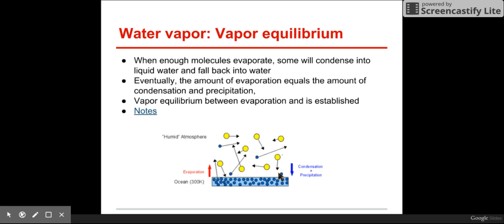This state is called vapor equilibrium, and you can think of it as valid for the whole planet, sort of an equilibrium between the atmosphere and the ocean, or you can picture it at a smaller scale for a lake, or even for a cup of coffee if you wish. Any system involving the atmosphere and water of some sort is going to have this.